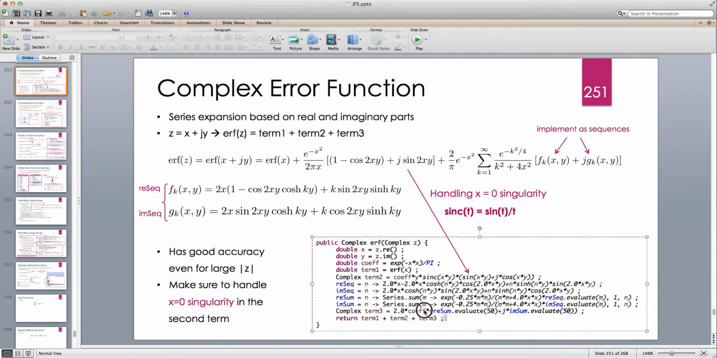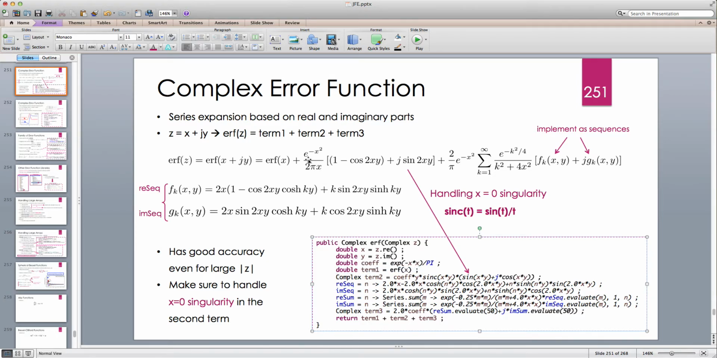So here's the full implementation that I have done. x is the real part of z, the complex number. y is the imaginary part. coef is e to the minus x squared over pi. The reason I'm calculating this here is that it appears both here, e to the minus x squared over pi, and in the next term, e to the minus x squared over pi. So for numerical efficiency, I'm just calculating it once and using it everywhere. Term 1 is just the error function of the real part, which we have already done.